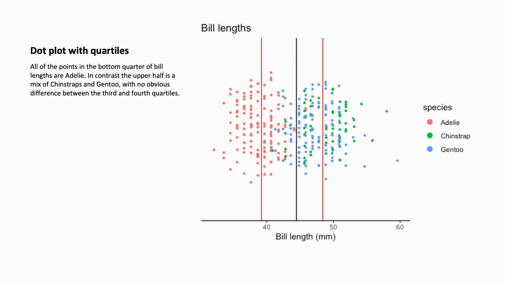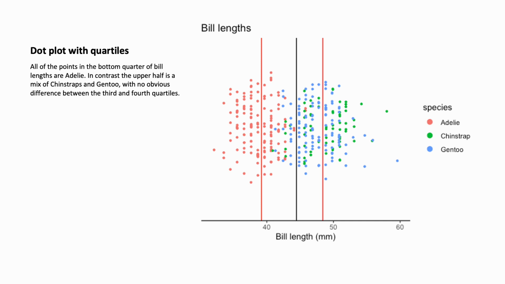So now I'm going to go ahead and add my quartile lines to the plot. Again, this is pretty interesting. It kind of confirms my earlier observation about the Adelies. The only species in the lowest quartile are the Adelies. Most of the remaining Adelies are in the second quartile, but mixed in, a smaller number but still present, are the Chinstraps and the Gentoos.